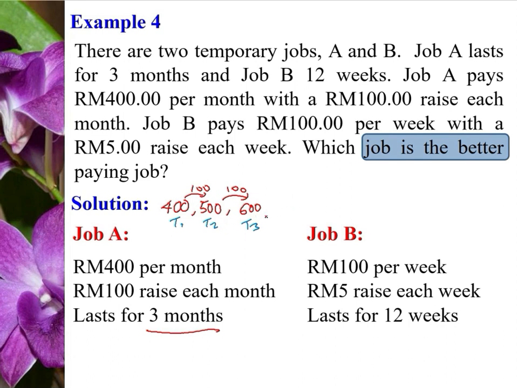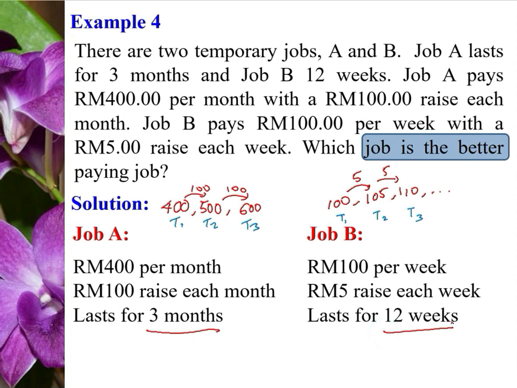Job B, on the other hand, starts at 100 ringgit per week and then a 5 ringgit raise each week. That means for the first week, job B pays 100 ringgit. The second week, the job pays an increase of 5 ringgit, which is 105. And then the third week, an increase by 5 ringgit again. So it's going to be 110 ringgit, and so on until 12 weeks.